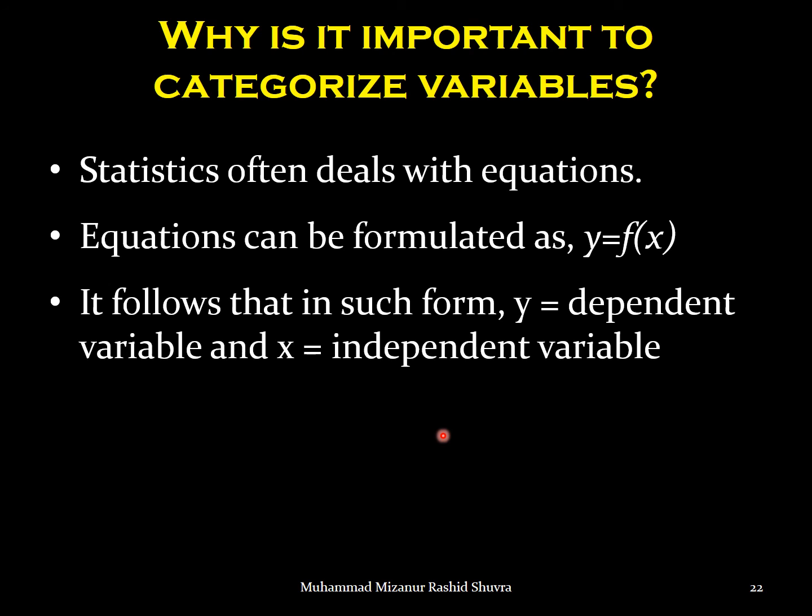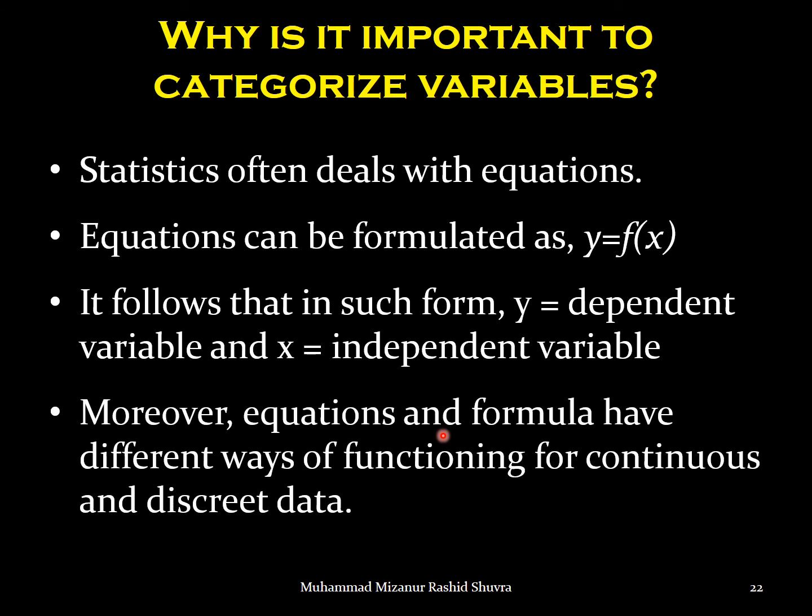Those who have done graphs before know that with discrete variables, it's better to make frequency bar graphs, but with continuous variables it's better to make a scatter plot or even a line graph, right? So that's how it's different. But also, the equations and formulas function differently for continuous and discrete data, and that's what I'll say a little bit later. I think discrete is spelled wrong here.